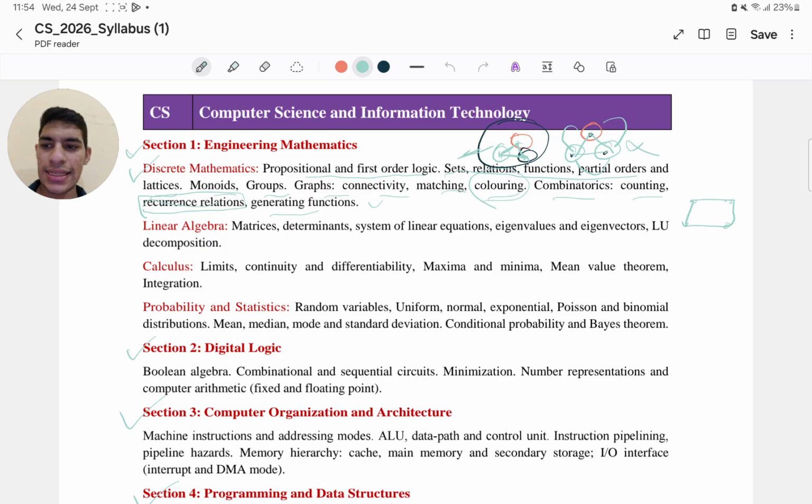So we were discussing these graphs, right? What if you take a cycle of say 4 vertices? What would happen? You have these 4 vertices, and you want to color all of them.